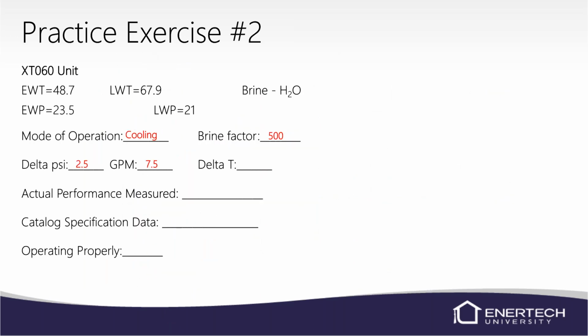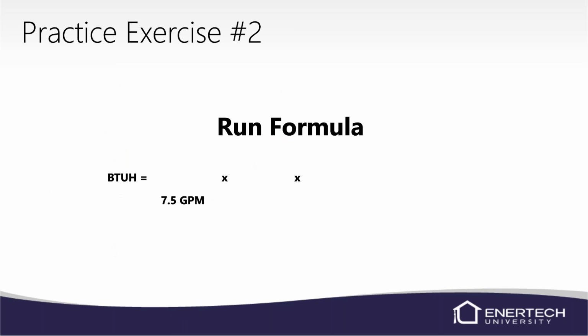So we know our GPM is 7.5. Our delta T, or our temperature difference, was 19.2. Now we've got all the numbers to do the calculation. We just run the formula: 7.5 GPM times our 19.2 temperature difference times our brine factor. Again, the brine factor for water is 500. So now we just pull out the little calculator and do the math.